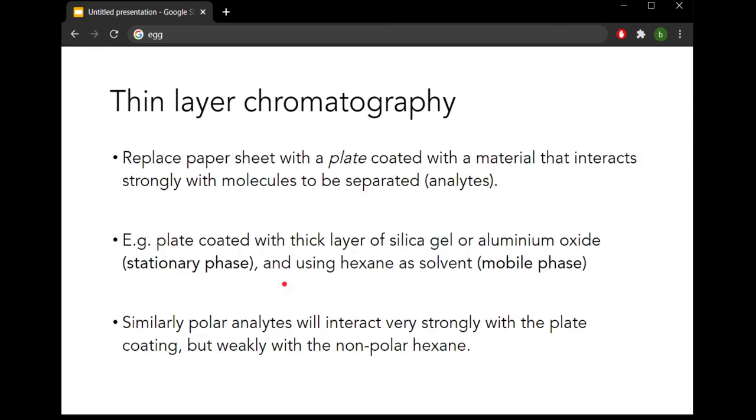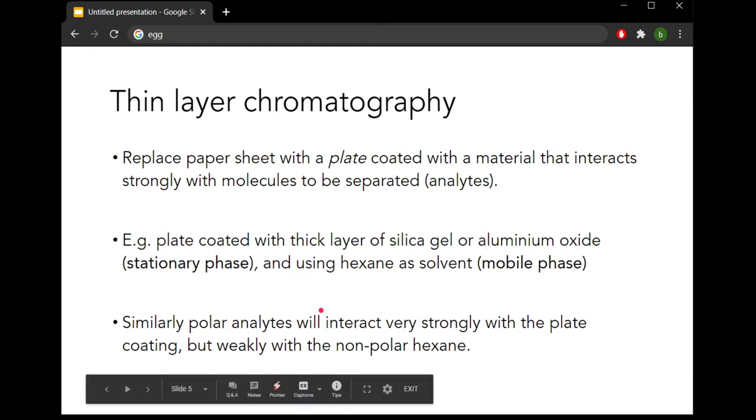So one way we can extend paper chromatography into a more robust and interesting method is through using a plate, right? We replace our thin piece of paper with a plate coated with a material that interacts very strongly with the molecules that we're interested in separating.